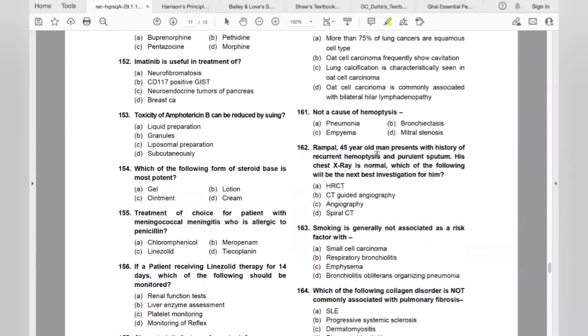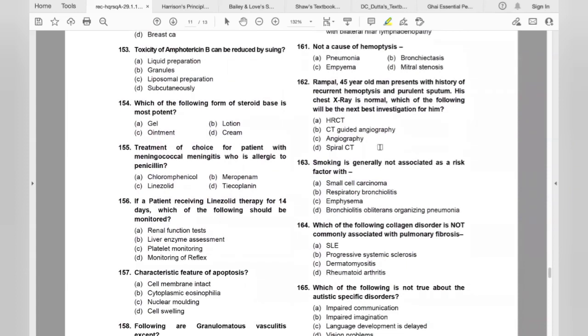Rampal, a 45 years old man, presents with a history of recurrent hemoptysis and purulent sputum. His chest X-ray is normal. Which of the following will be the next best investigation for him? So HRCT. Smoking is generally not associated as a risk factor for bronchiolitis obliterans or organizing pneumonia.